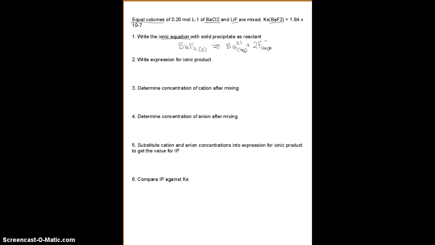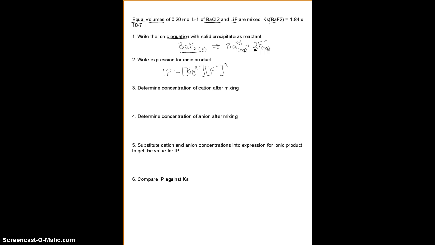The second step is to then look at the ionic product, remembering that ionic product equations are equilibrium equations, and so therefore don't involve solids. So we're not going to include this barium fluoride solid in our equation, just the products. So the ionic product is the concentration of Ba2+ times the concentration of F- to the power of 2, because of the 2 that is here. Okay, so that's step number 2.